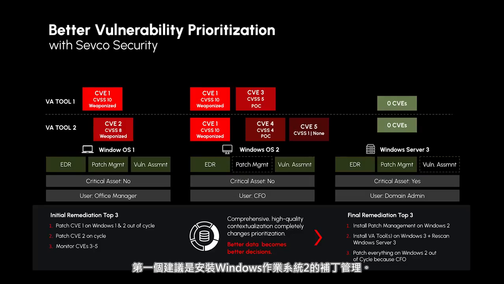The first suggestion is that we install patch management on Windows OS 2. Without the patch management agent, the remediation efforts to resolve CVE 1 on Windows OS 2 will not take. Then we're going to go and tackle Windows Server 3 and make sure that it's being scanned by the vulnerability assessment tool. We need to understand what's really going on here, and if there truly are no vulnerabilities, or if we have an entirely new vulnerability prioritization effort to go through. And lastly, we're going to revisit Box 2 and patch everything off cycle after that patch management agent is installed because the box belongs to the CFO.